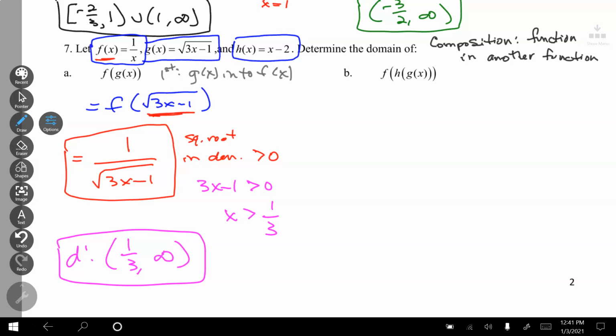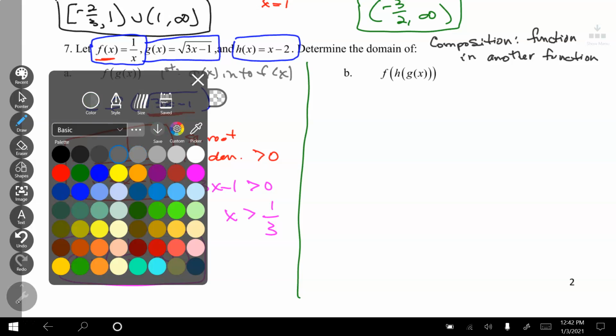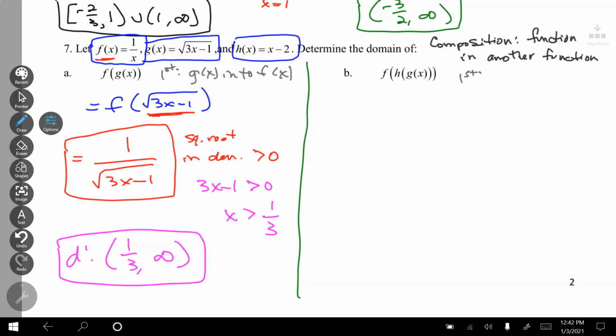So the red is the composition of g into f, and the domain, based on its restriction, having a square root in the denominator by itself, is x has to be greater than 1/3. Next one's a little bit trickier because I have a function inside of a function and inside of a function, and that can happen. So what am I going to do? First, I'm going to put the g function into the h function, and then I'll take that result and put it into the f function.